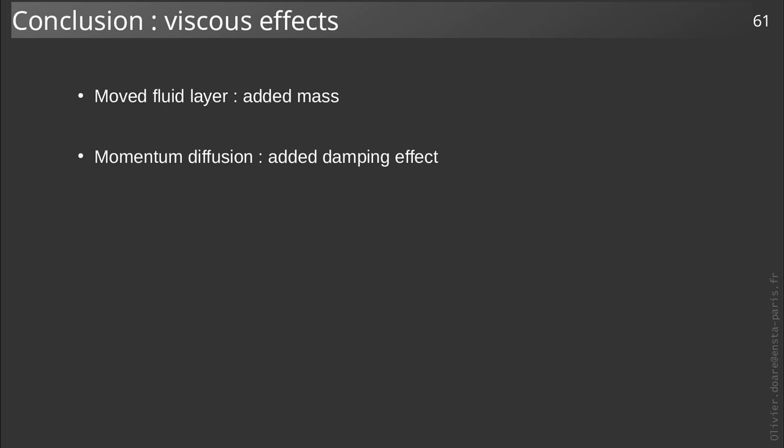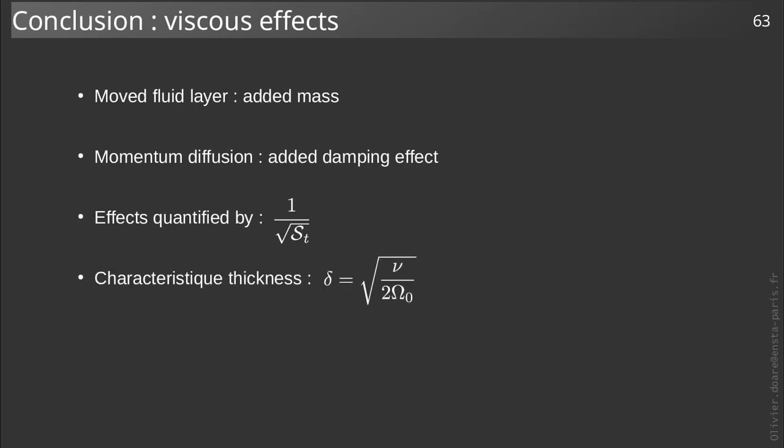We have shown that the importance of these effects is quantified by 1 over square root of the Stokes number. During oscillation, we have shown that the thickness of the moved fluid zone varies as the square root of nu over 2 omega naught.